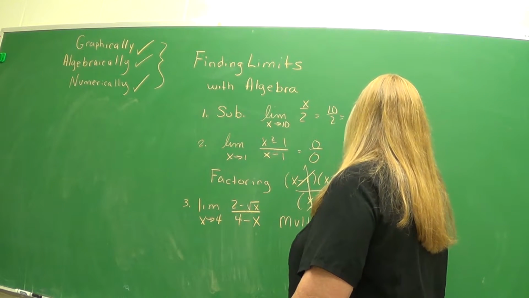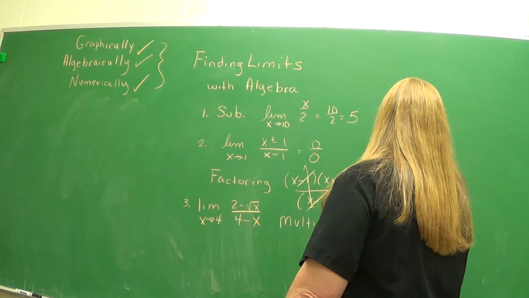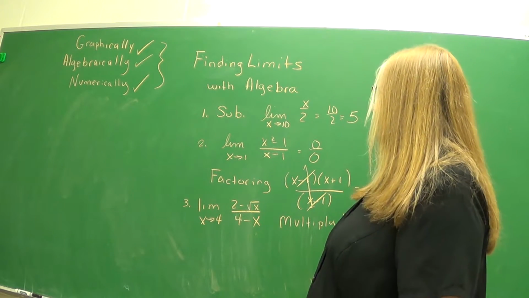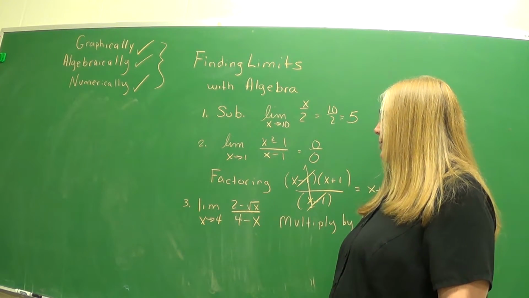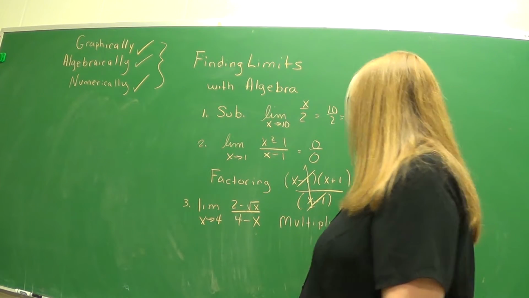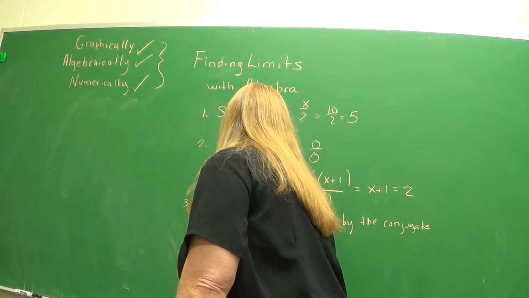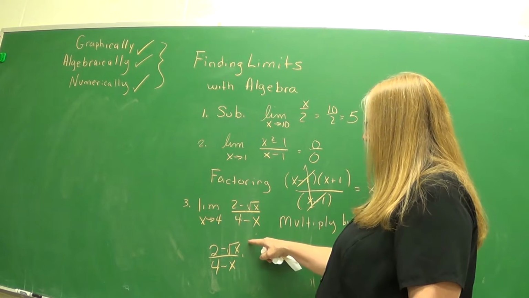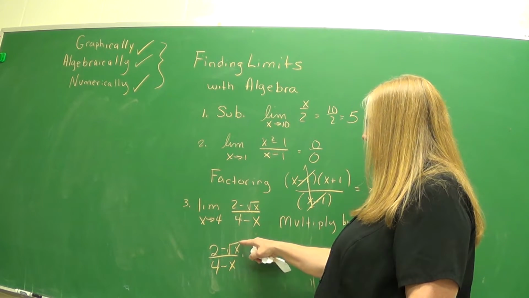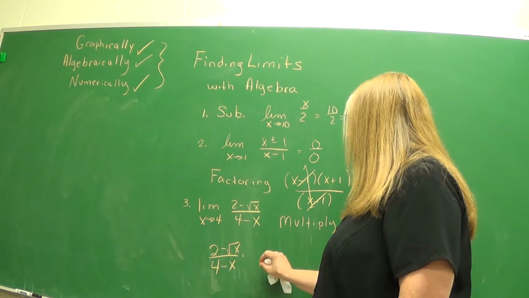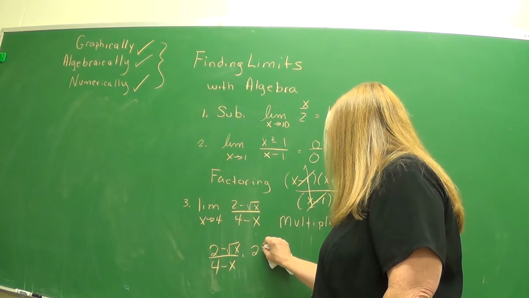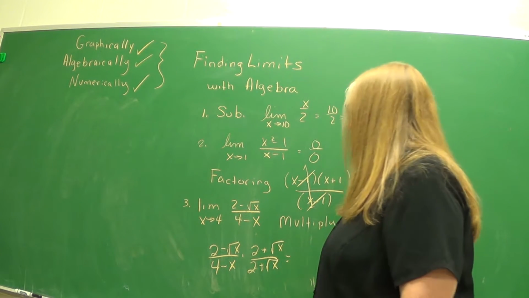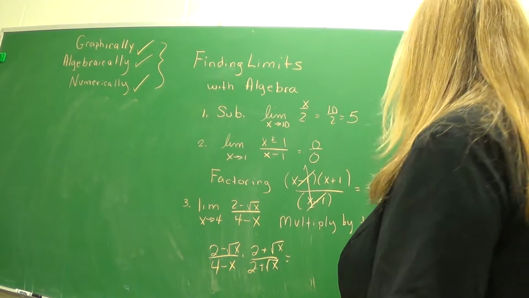Multiply by the conjugate. The conjugate is always related to two terms where the middle sign changes. So I'm going to take this expression, and since the radical is in the top, I'm going to multiply by the conjugate of the numerator. So it's going to be the same two terms except the middle sign changes. So why would I do such a thing? You will observe the magic and power of the conjugate after we multiply through.